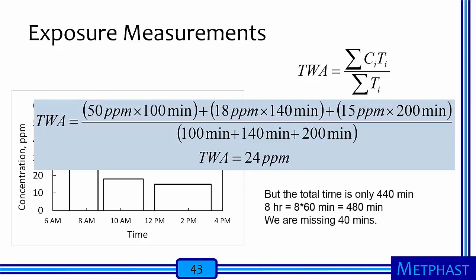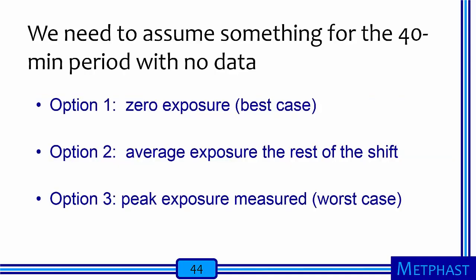But the total time is only 440 minutes. 8 hours is 8 times 60 minutes, and that's 480 minutes for an 8-hour day. So we're missing 40 minutes. Is that important? Well, maybe. We need to assume something for the 40-minute period with no data.